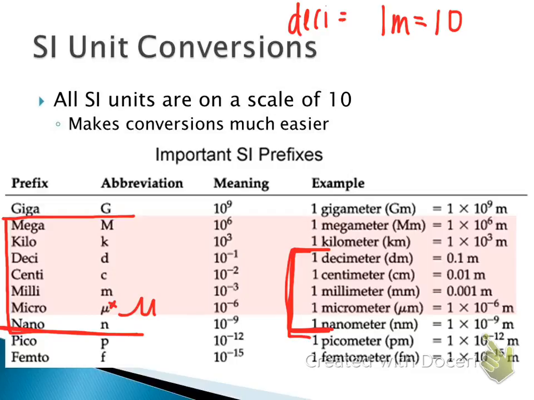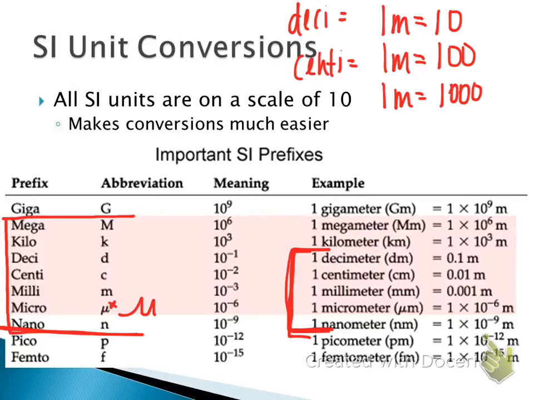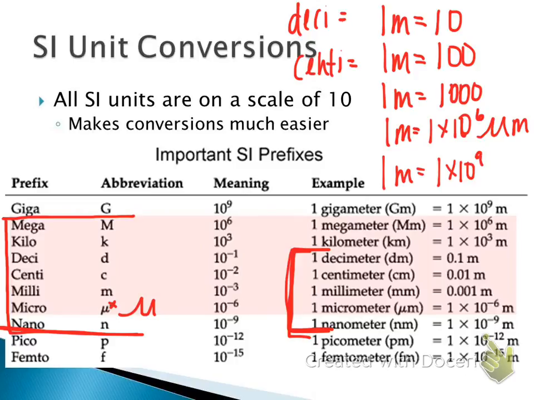Okay? So for centi, I know 1 meter is equal to how many centimeters? 100. Okay, because here it says that a centimeter is 1/100th of a meter. Okay, so if I move down to milli, 1 meter is equal to how many millimeters? 1,000. 1,000 millimeters. Yeah? And then if I move to micro, a meter is equal to 1 times 10 to the 6th micrometers. And then for nanometers, it's times 10 to the 9th.